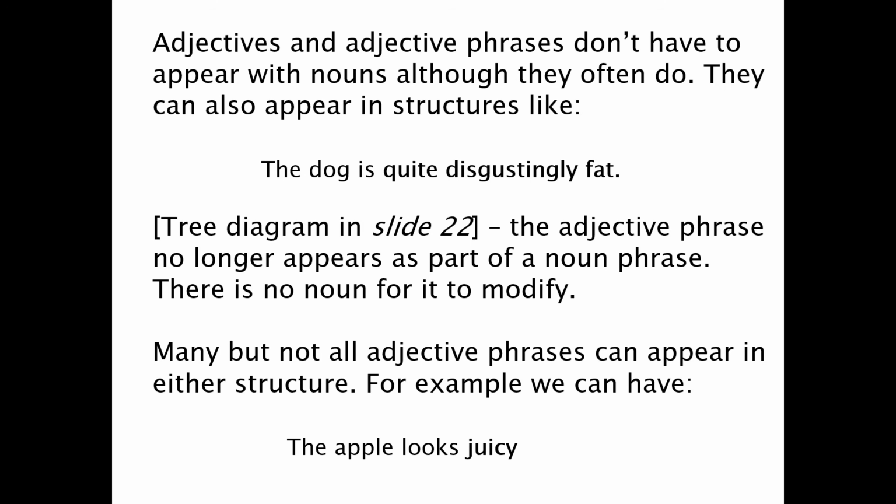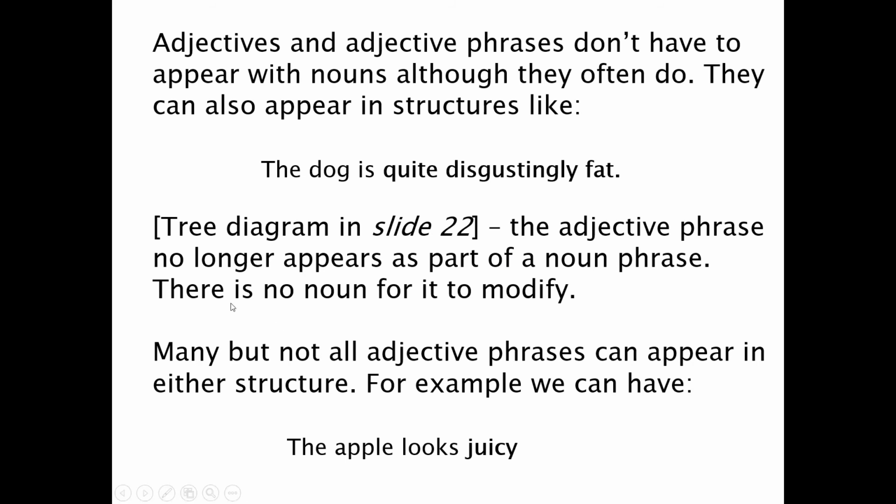Now adjectives and adjective phrases don't have to appear with nouns, although they often do. They can also appear in structures like "the dog is quite disgustingly fat." You see, quite is an adverb of degree and disgustingly is an adverb. Okay? And fat is an adjective. So you see, the adjective fat, which is predicative here, is premodified by two adverbs. So we have an adverb premodifying another adverb.